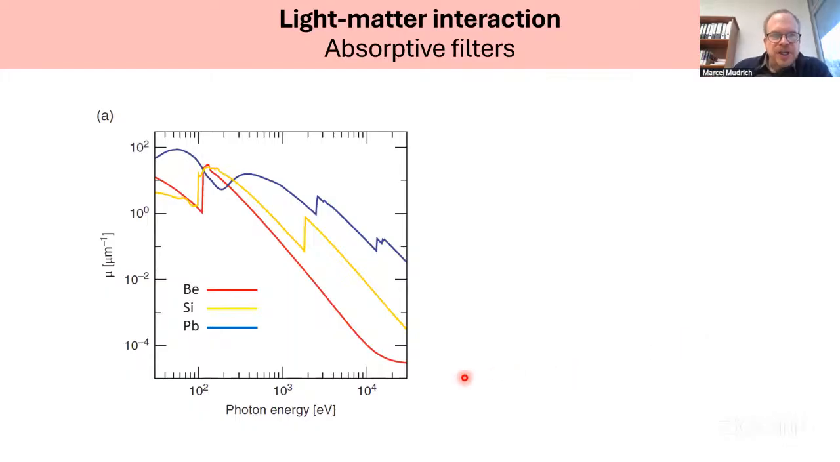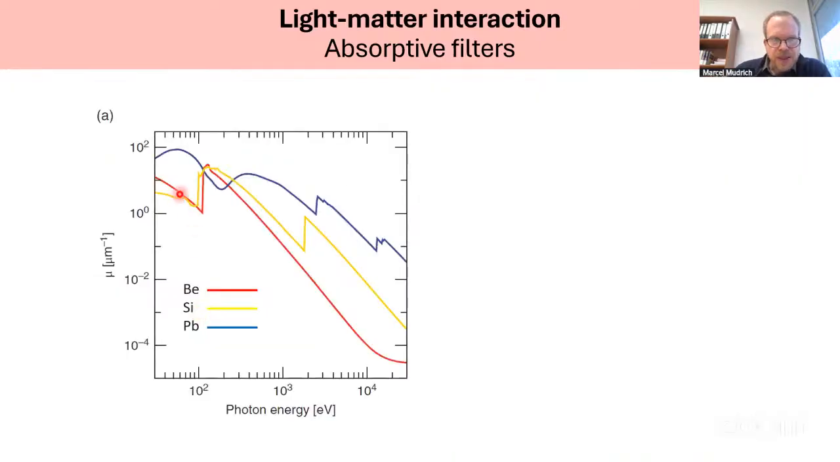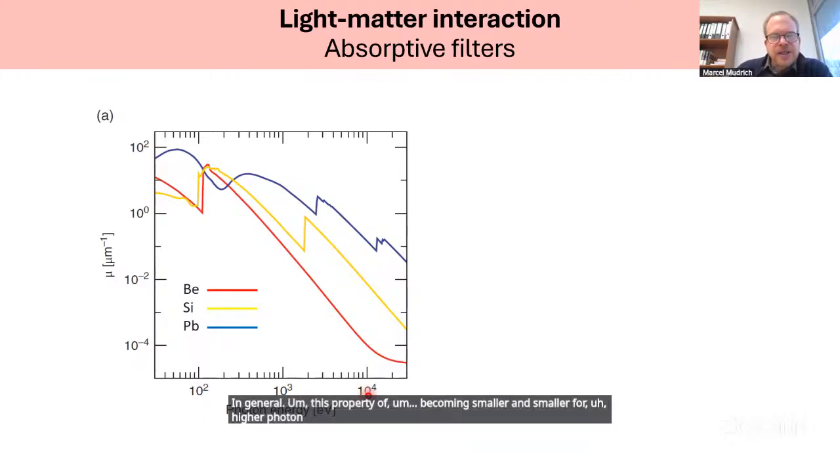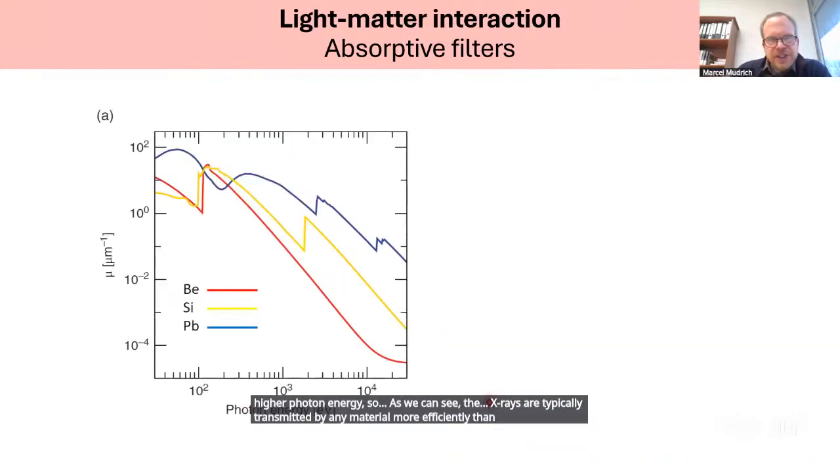Yeah, so in general, the extinction coefficient, right? That's this coefficient up in the exponent of Beer-Lambert's law, has in general this property of becoming smaller and smaller for higher photon energies. So as we can see, the hard X-rays are typically transmitted by any material more efficiently than low photon energies, so that the extinction coefficient drops.